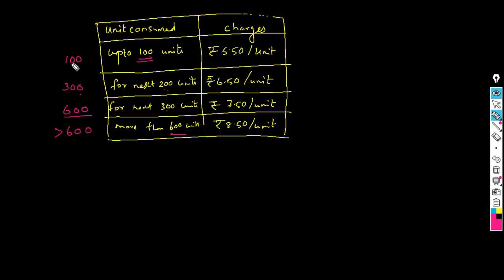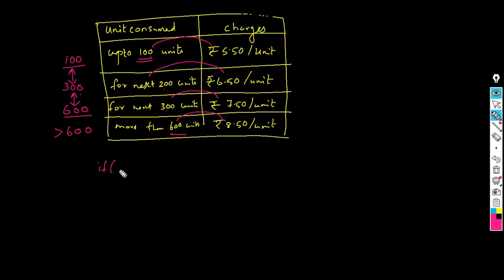So if I have to write the looping statement, I have to write between 100 to 300, 300 to 600, and above 600. Got it? So this is the first thing you have to do. And after that, every time we need to multiply this value with this value. Please keep that in mind. Okay. So how do I write it here?